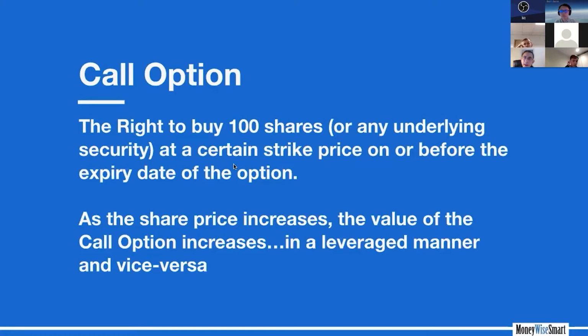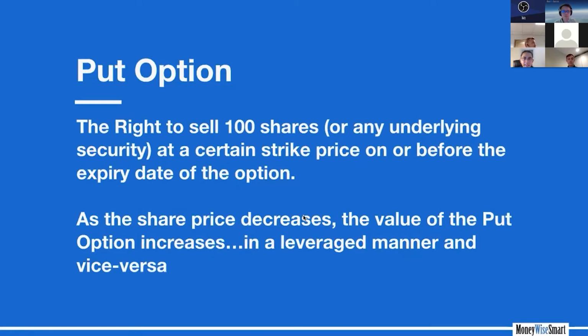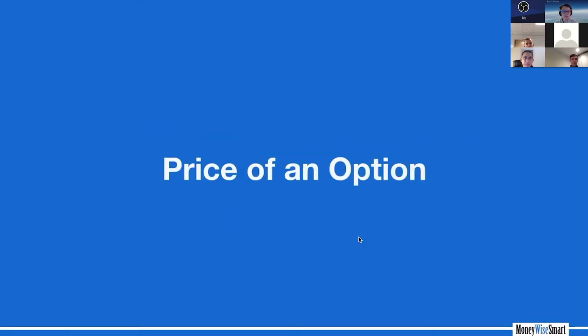The call option is a right to buy 100 shares of any underlying security at a certain strike price on or before the expiry date of the option. Now, as you can imagine, as the share price increases, the value of the call option increases in a leveraged manner, and vice versa. Similarly, a put option is the right to sell the stock. So if the share price decreases, the value of the put option increases.